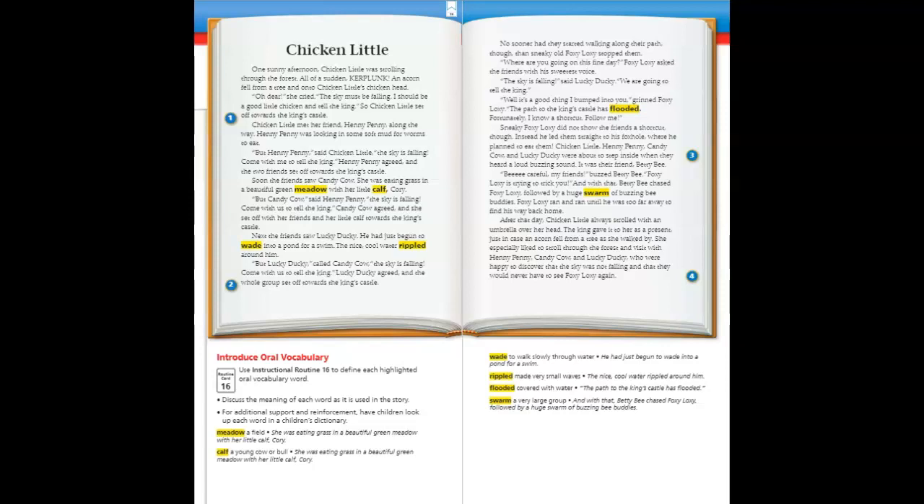One sunny afternoon, Chicken Little was strolling through the forest. All of a sudden, kerplunk! An acorn fell from a tree and onto Chicken Little's chicken head. "Oh dear!" she cried. "The sky must be falling. I should be a good little chicken and tell the king." So Chicken Little set off towards the king's castle.